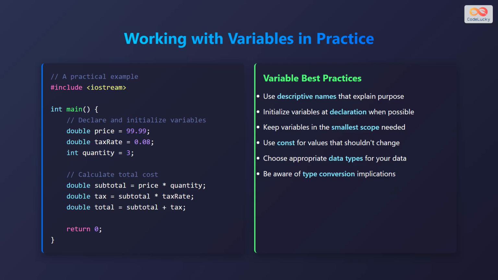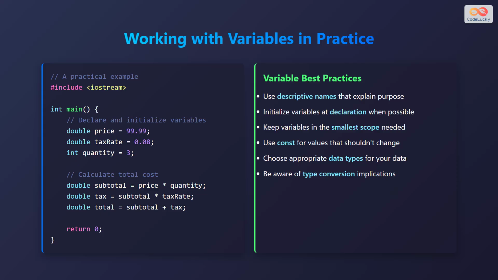Let's look at a practical example to see how variables are used in C++ code. The code begins with the include statement for the iostream library. Inside the main function, we declare and initialize a double variable named price with the value 99.99, a double variable named tax rate with the value 0.08, and an integer variable named quantity with the value 3. We then calculate the subtotal by multiplying the price by the quantity, the tax by multiplying the subtotal by the tax rate, and the total by adding the subtotal and tax.